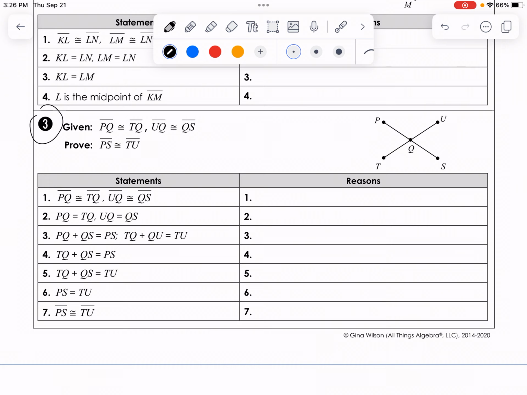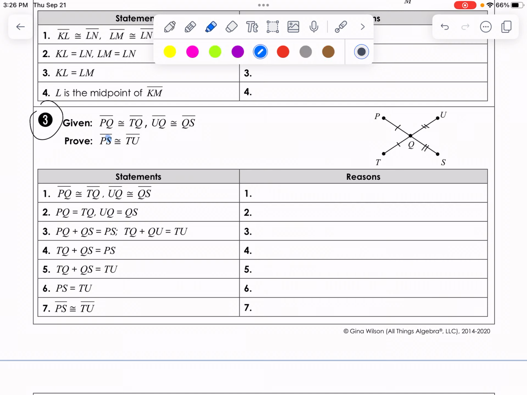So let's try to make sense of this because we have a lot of letters here. We have that line segment PQ is congruent to line segment TQ. So PQ is right here. TQ is right here. And UQ, I'll put this as a double line segment, is equal to QS right there. What we're trying to prove is that PS is congruent to line segment TU. So how can we prove that? Obviously they look the same shape and size, but how do we go about proving definitively that it's true rather than just, it looks true?